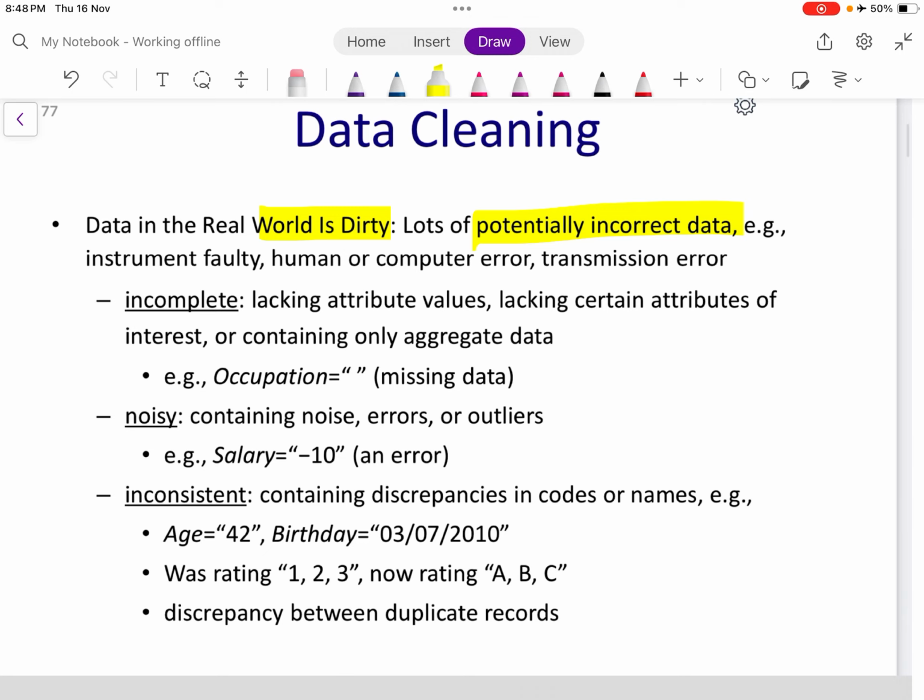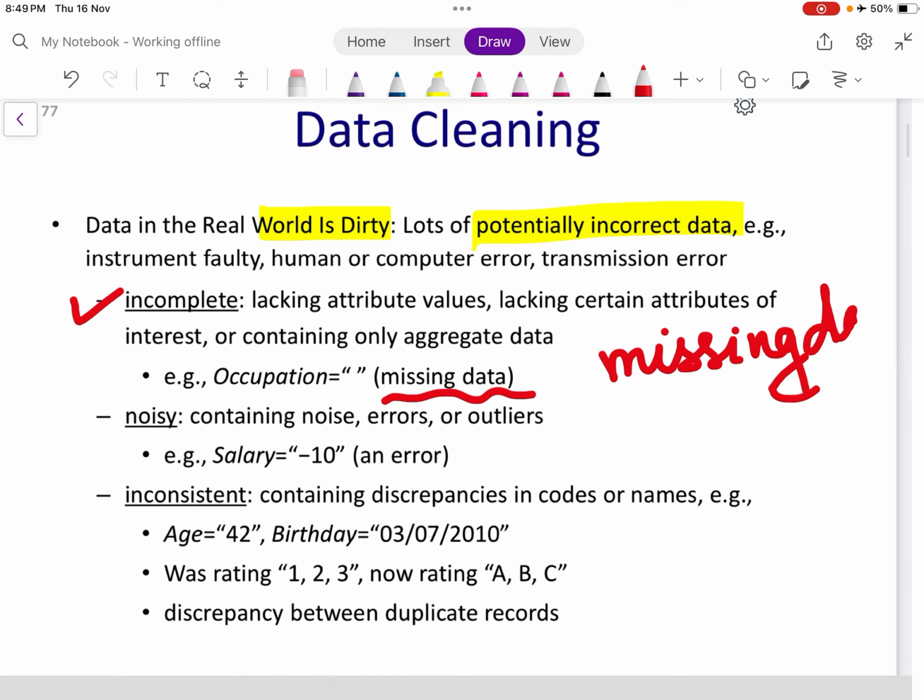Incomplete: lacking attribute values, lacking certain attributes of interest, or containing only aggregate data. For example, occupation equal to nothing, that is the missing data. Incomplete data can be missing data wherein the employee has not inserted the occupation. You have inserted only the name, the email ID, the phone number. You forgot to insert the occupation. That is a missing data.